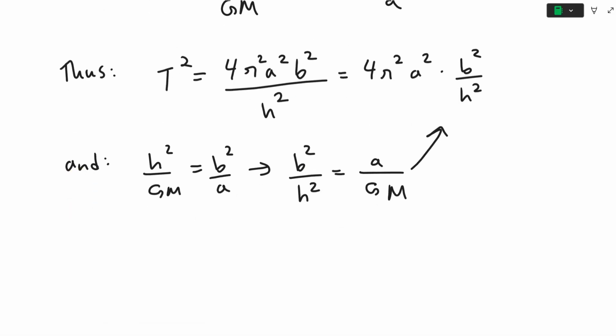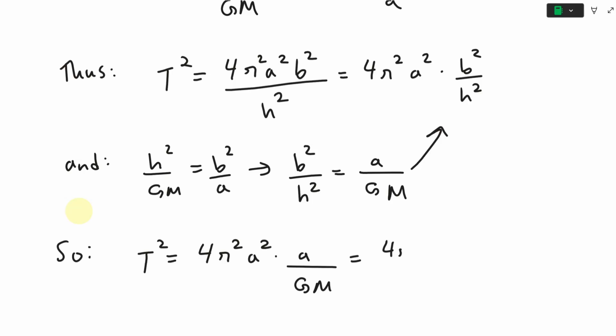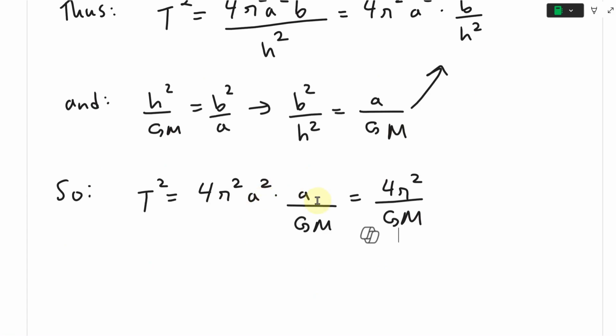So we get T squared equals 4 pi squared A squared, multiplied by A over GM. The B is gone. In other words, we get 4 pi squared over GM, and then A squared times A is just A cubed. All right, so we solved it. So there it is, that's quite fascinating.